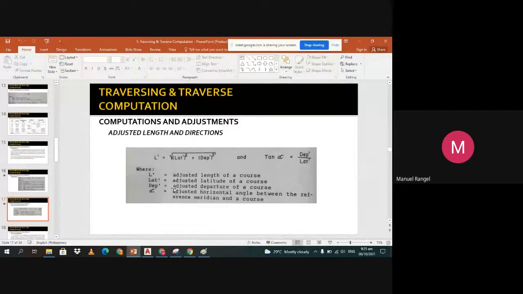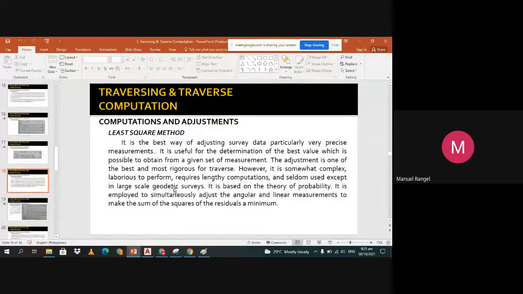No? Okay, so another method is the least square method. It's the best way of adjusting survey data, particularly very precise measurements. So it's useful for the determination of the best value which is possible to obtain from a given set of measurements. The adjustment is one of the best and most rigorous for traverse. However, it is somewhat complex, laborious to perform, and requires lengthy computations, and seldom used except in large-scale geodetic surveys. Okay. So, di na natin i-discuss ang least square method.